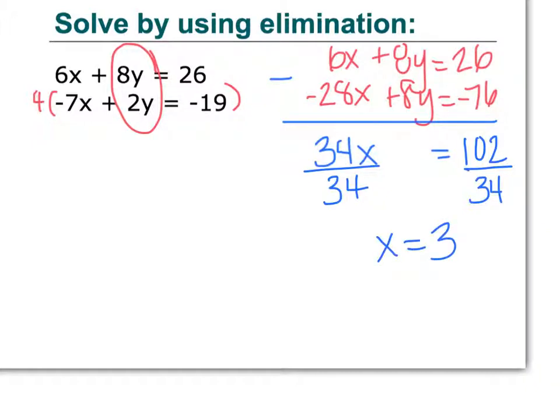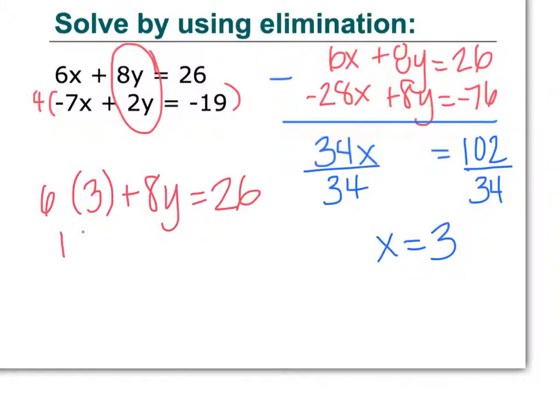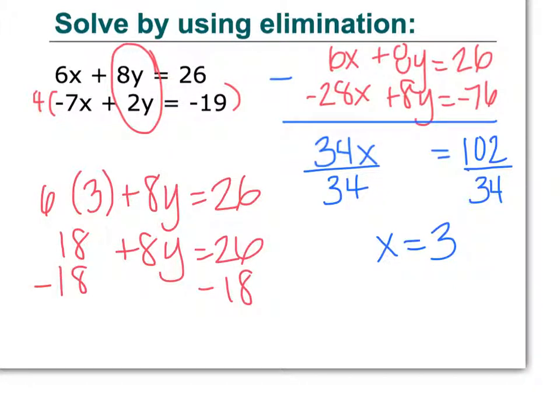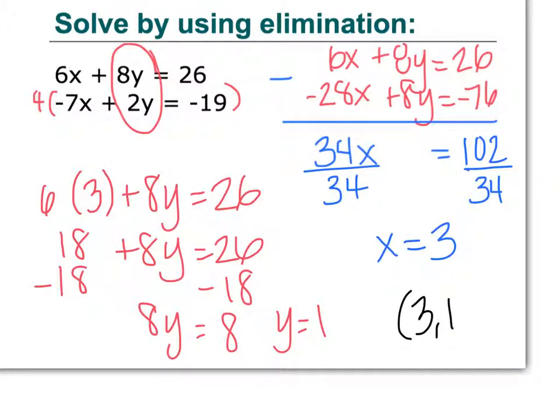If I plug that back into one of the originals, I get 6 times 3 plus 8y equals 26. 6 times 3 is 18 plus 8y equals 26. I can subtract off 18. 8y is equal to 8, so y is 1. And I have an ordered pair of 3, 1.